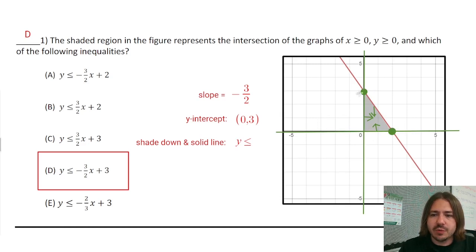And then we can identify the y-intercept right here. So if we're writing our equation in that y equals mx plus b format, the m, or the slope, is going to be the negative 3/2, and then the b, or the y-intercept, is 3. So our answer here is going to be D.